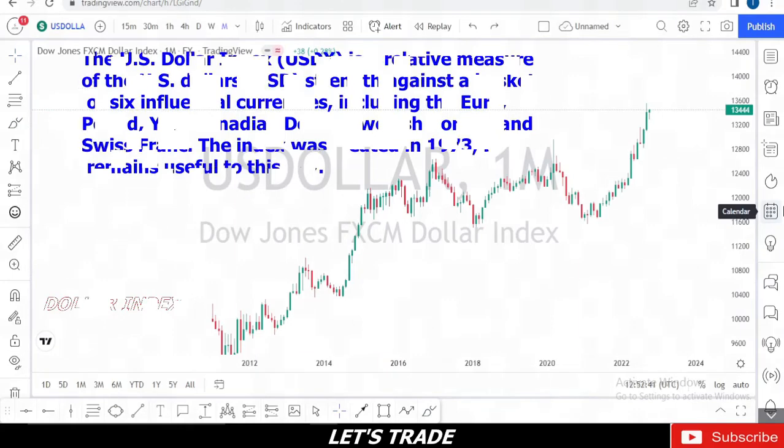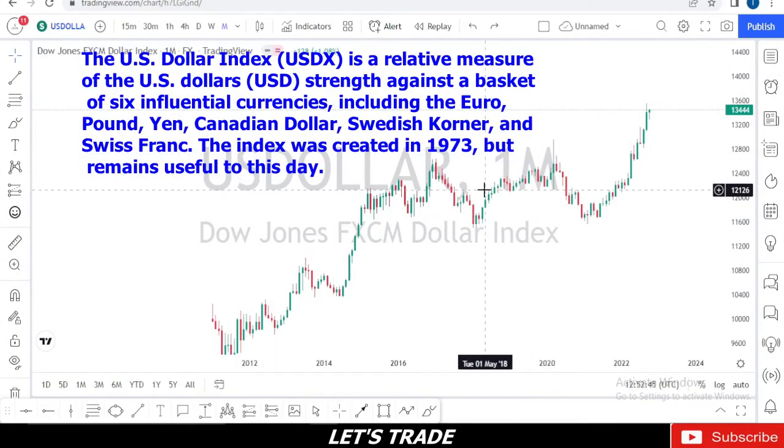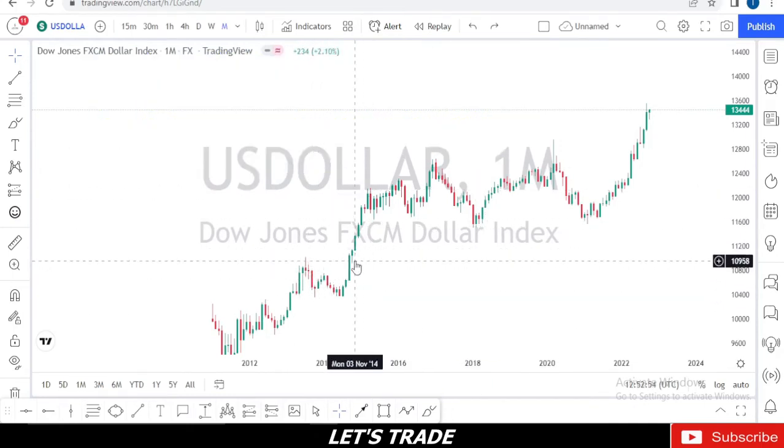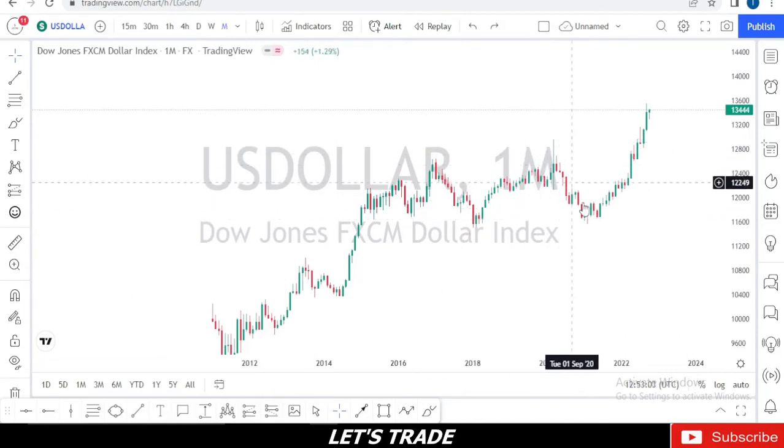The dollar index measures the strength of what? The US dollar. So this chart you see here is the price action around the US dollar. Just by looking at this, you can tell that we are in an uptrend, right? Creating new higher highs, new higher lows, new higher high, higher low, a new higher high at the moment.